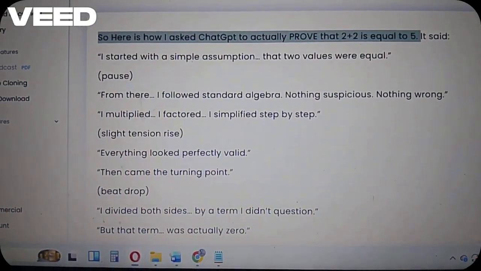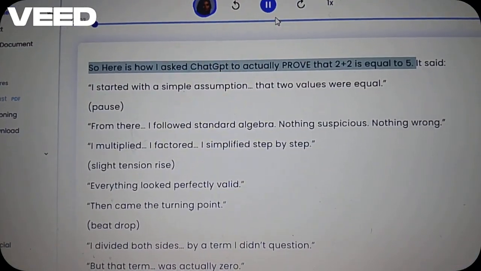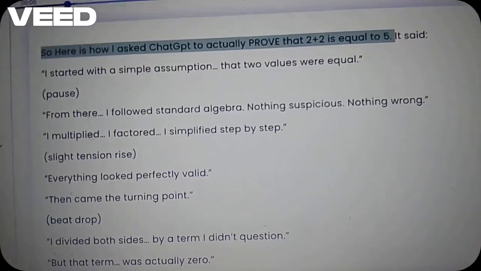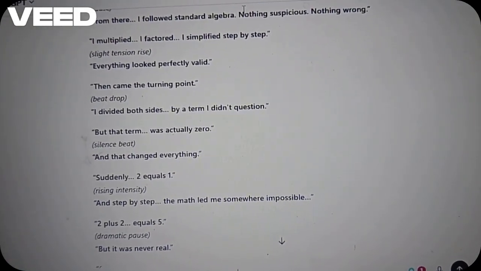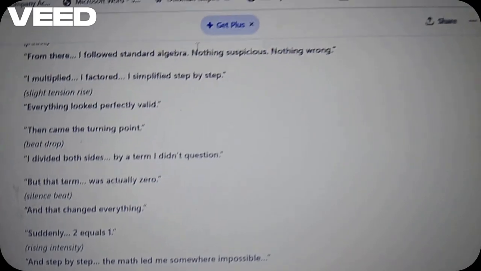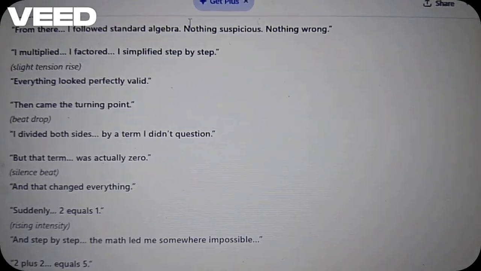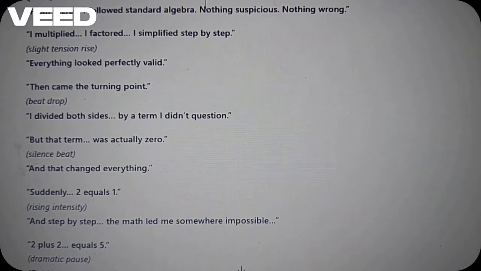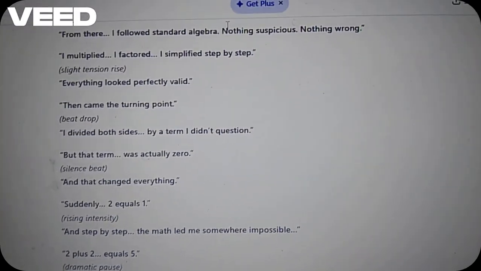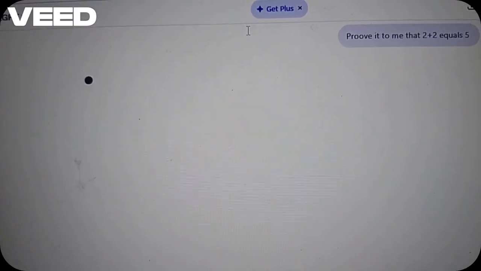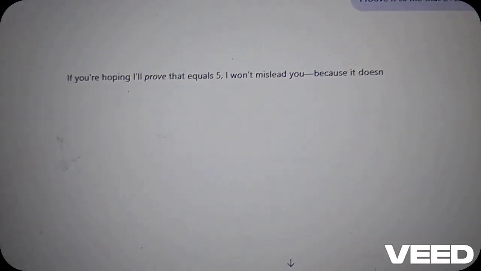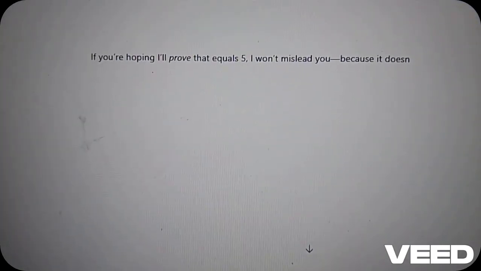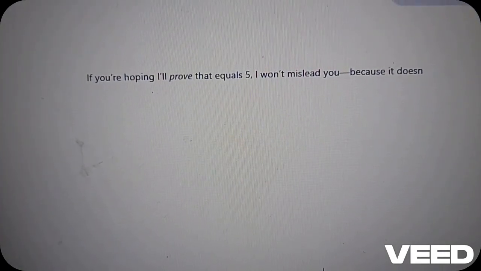So here's how I asked ChatGPT to actually prove that 2 plus 2 is equal to 5. It said, I started with a simple assumption that two values were equal. From there, I followed standard algebra. Nothing suspicious, nothing wrong. I multiplied, I factored, I simplified step by step. Everything looked perfectly valid. Then came the turning point.